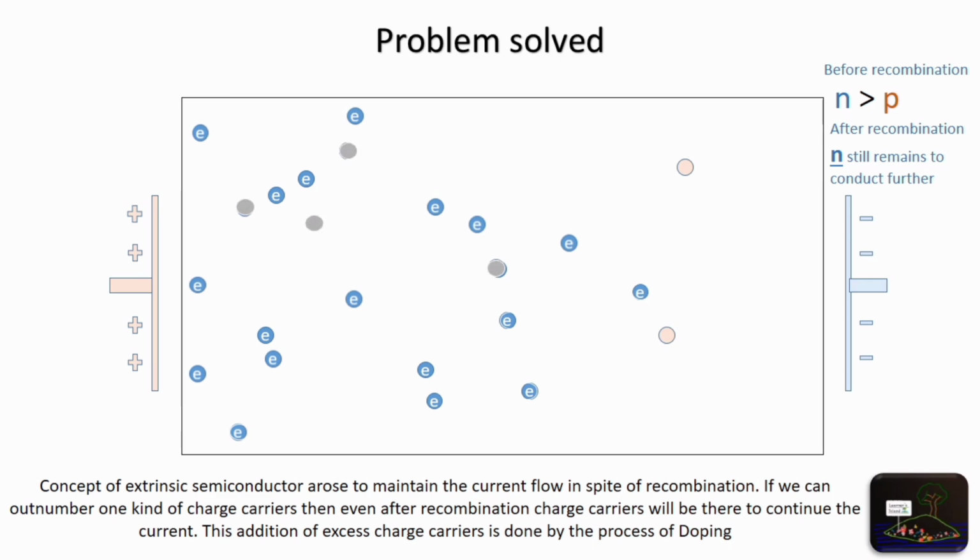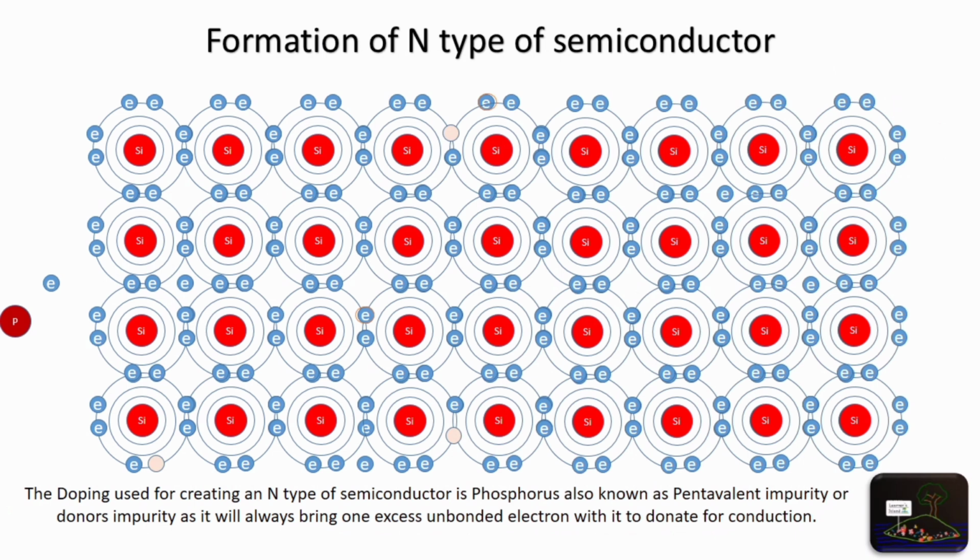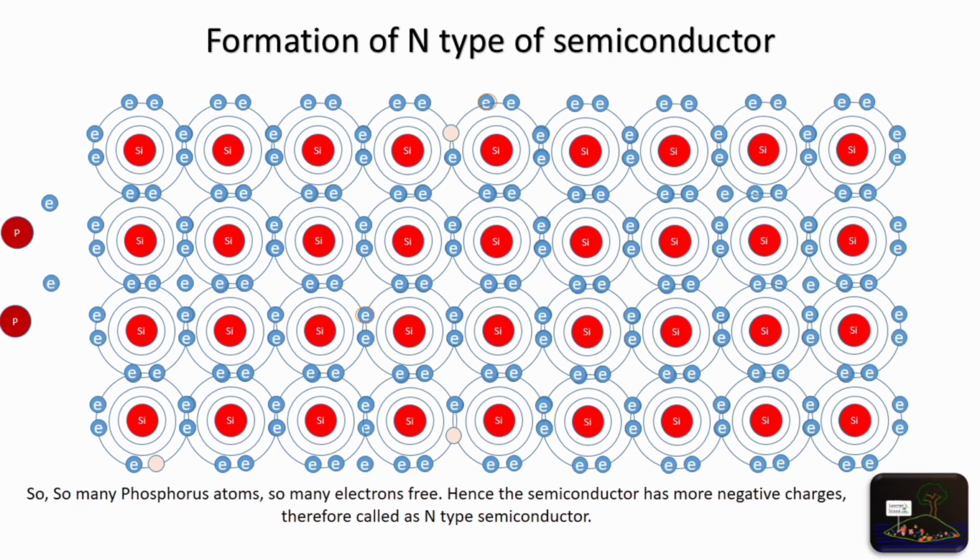This addition of excess charge carriers is done by the process of doping. And a doped semiconductor is called extrinsic semiconductor. It's P or N. The doping used for creating an N-type semiconductor is phosphorus atoms. They are also known as pentavalent impurity or donor impurity, as it will always bring one excess unbonded electron with it to donate for conduction. So many phosphorus atoms, so many electrons free. Hence the semiconductor has more negative charges, therefore called N-type semiconductor.